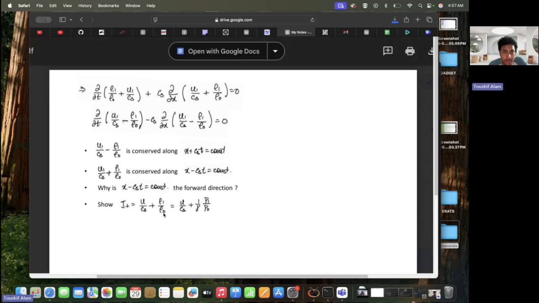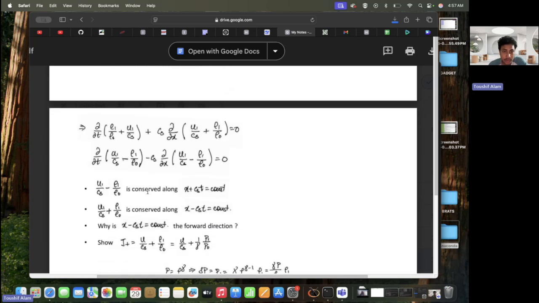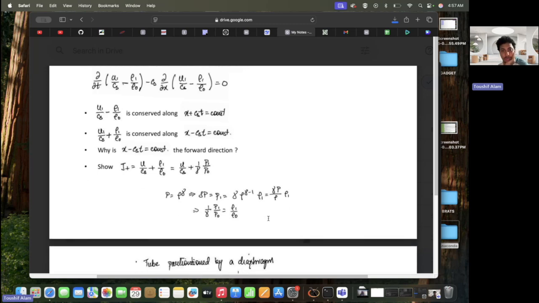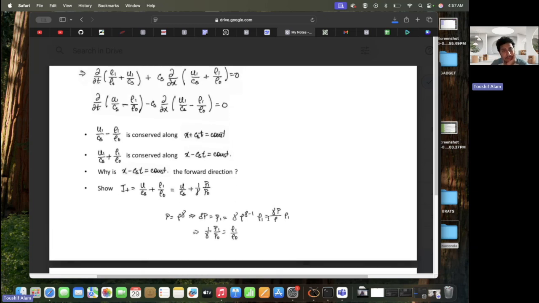And so J plus this term is equal to this. So I've always seen that this is constant in the forward direction. Why? We'll just get to see this. P is equal to rho to the power gamma. P can be proportional, but we have taken the proportionality constant to be 1. So del P is equal to P on gamma, rho to the power gamma minus 1, rho 1. So gamma P by rho 1 by gamma P1 by P naught is equal to rho 1 by rho naught.